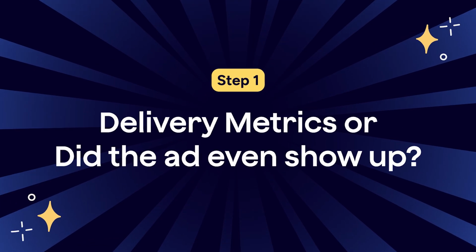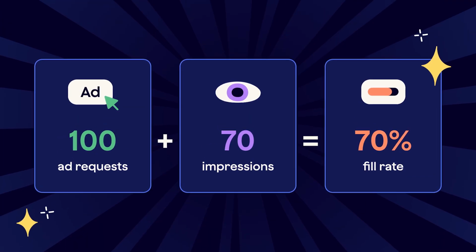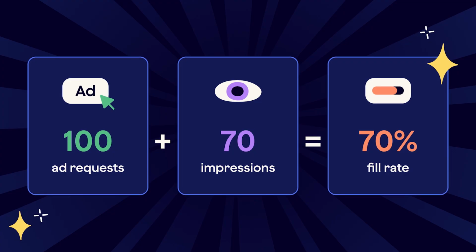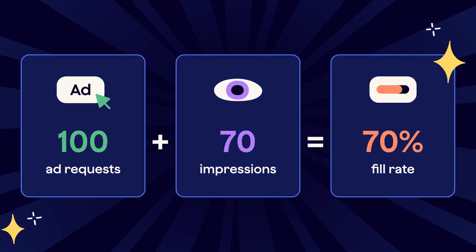Step 1. Serve, or delivery metrics. Every ad starts with a request. A website or app asks an ad server, "Do you have an ad for this user right now?" If the ad loads successfully, that counts as an impression. Refresh the page. That can be another impression, but not every request becomes an impression. Sometimes there is no eligible ad, or a timeout expires, or the system fails to respond, so that gap is measured by fill rate. If you send 100 ad requests and only 70 ads actually load, your fill rate is 70%.